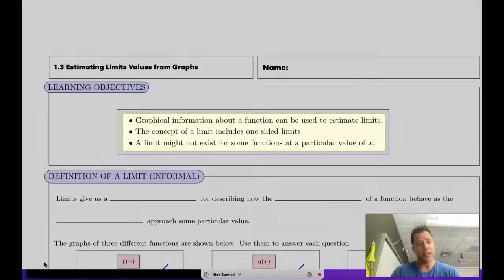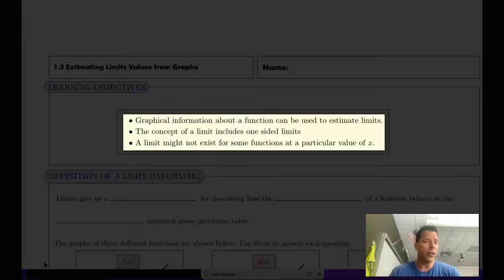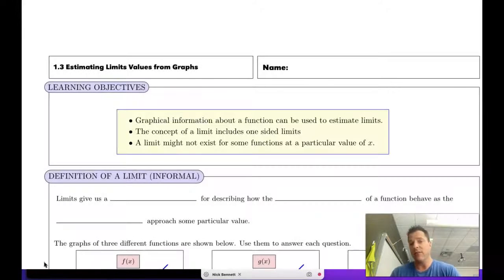And today our objectives are three things. Number one, to understand that a graph can give you information about finding the limit of a function at a particular value. Number two, the concept of a limit also includes one-sided limits. And number three, a limit may not exist for some functions at particular values of x. So let's take those learning objectives and move a little forward and talk about the definition of a limit.